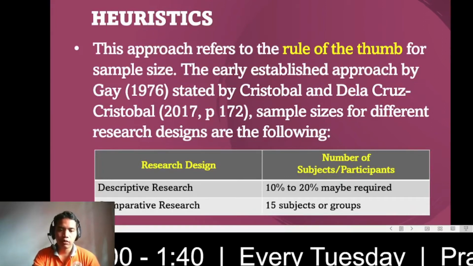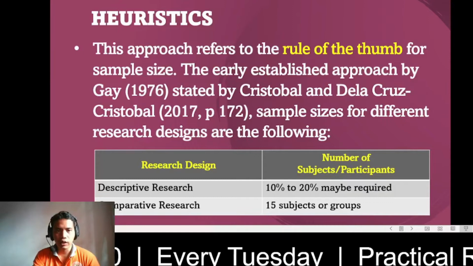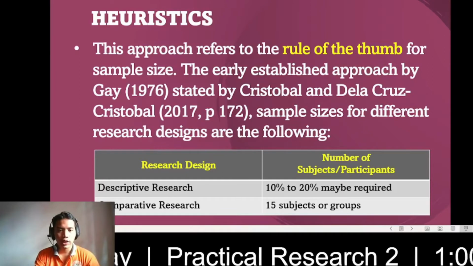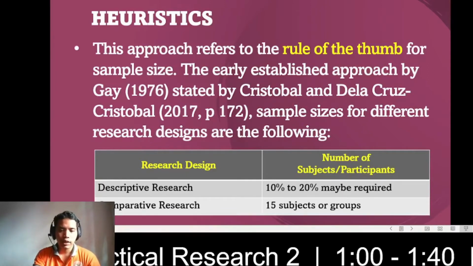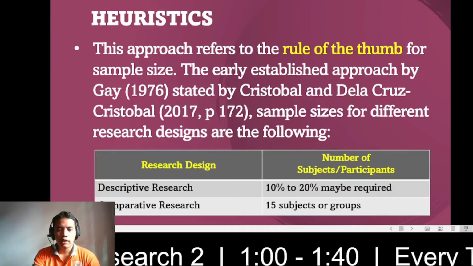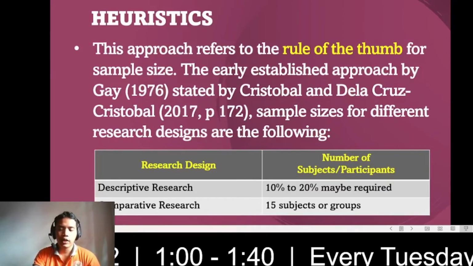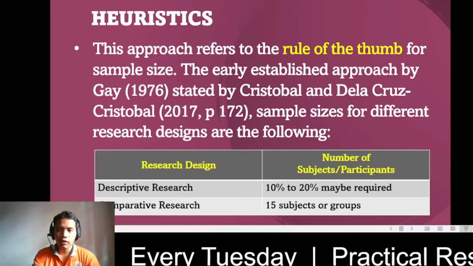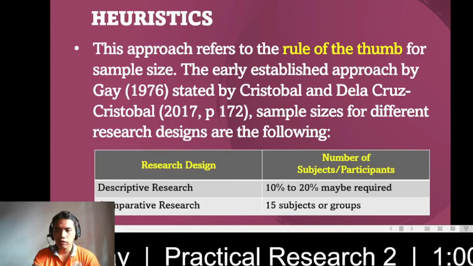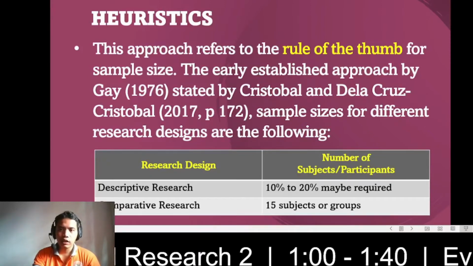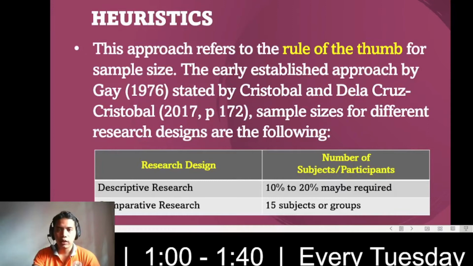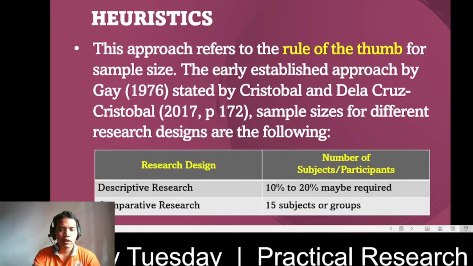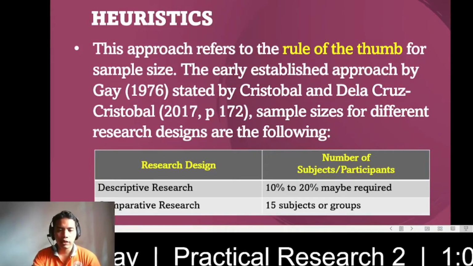So you have there yung 10% to 20%. Hindi siya particular na talagang 10% lang. Okay, it's in between 10% to 20% yung research. And we have also, kung sinabi natin comparative research, nasa baba yung table, we have 15 subjects or groups. So, ibig sabihin, although hindi siya nakabase sa isang specific computation, but still, usable siya kasi ito yung madalas na nagagamit. So, I hope that's clear. You can also take note kapag sinabi nating rule of thumb, this is a rule or principle. You can write it down. Take note.